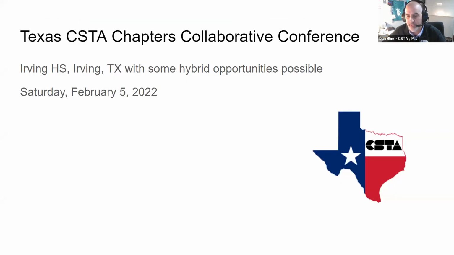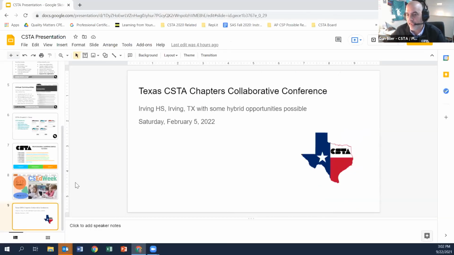In Texas, we host a Texas CSTA chapters collaborative conference, which is a combination of all 5 chapters. It will be a virtual event. We may have some chapters decide to have an in-person part to go with the virtual event, but that will be on Saturday, February 5th, 2022. So the Irving, Texas piece is our local chapter location. And that is all I have put together.